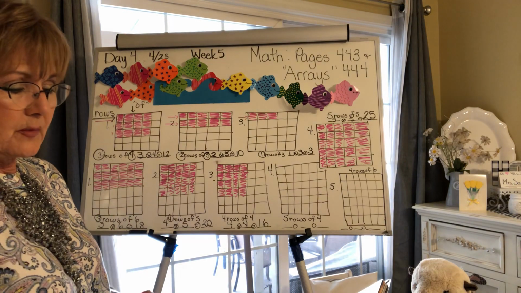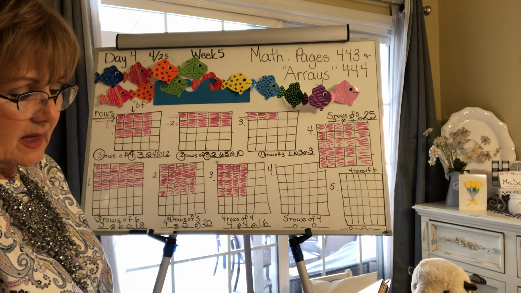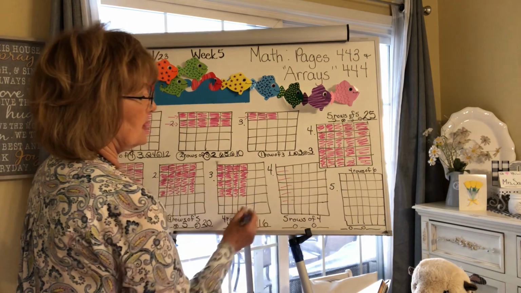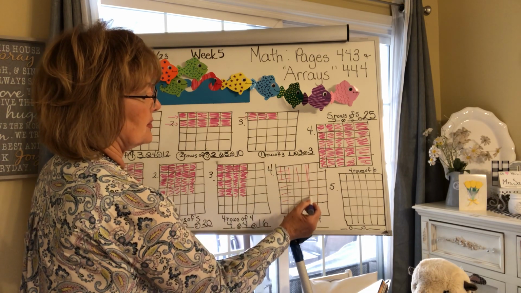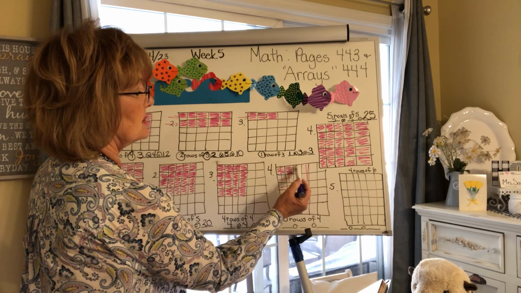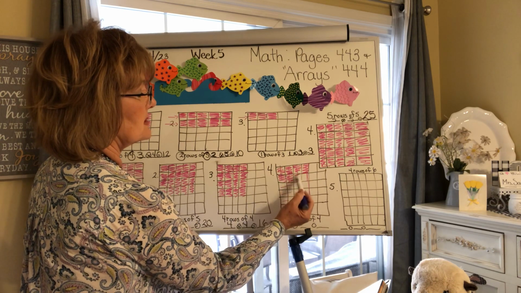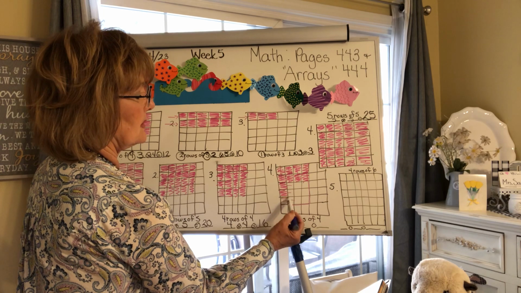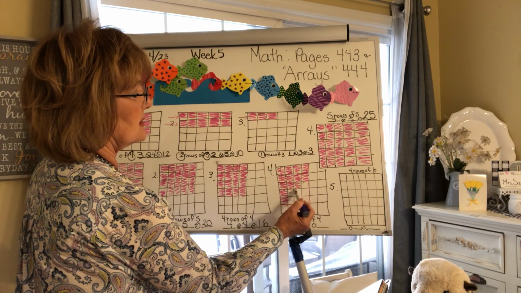Okay, number 4 says 5 rows of 4. So you've got 1, 2, 3, 4, 5 rows of 1, 2, 3, 4. So you're going that far. 1, 2, 3, 4, and so on and so forth. Okay? 1, 2, 3, 4, 5 rows. 4 in each.